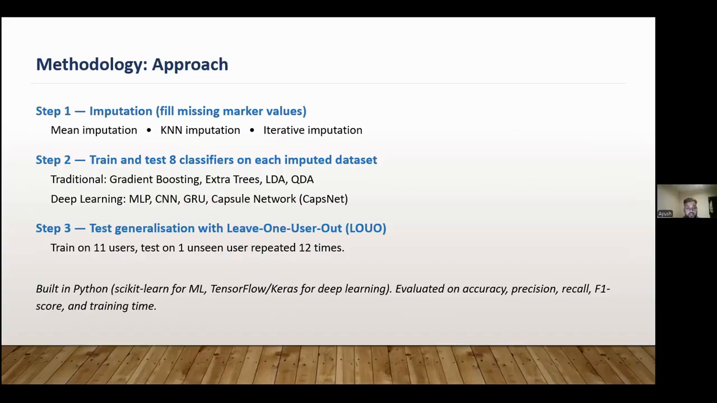So this is the methodology approach. The methodology approach has three steps. First, the missing values are filled in three ways. Second, eight models are trained and tested: four simple traditional models and four deep learning models. Third, for cross-user testing, one person is left out of testing while the rest train the model, repeated for every person.